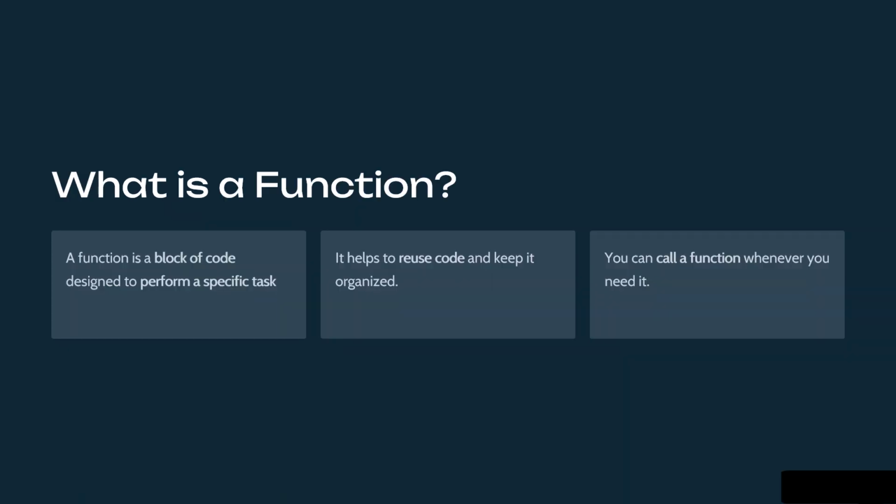So what is a function? A function is a block of code that does a specific task. For example, if you want to show a greeting message again and again, you can write it once inside a function and use it many times. It helps us to reuse code and keep things organized. You can call the function whenever you need it.